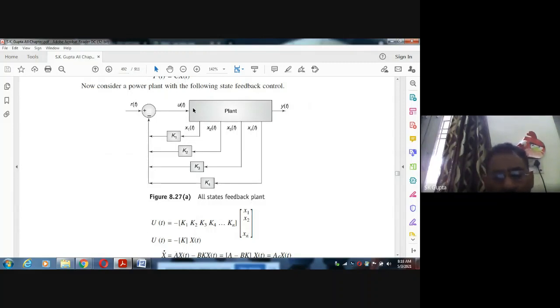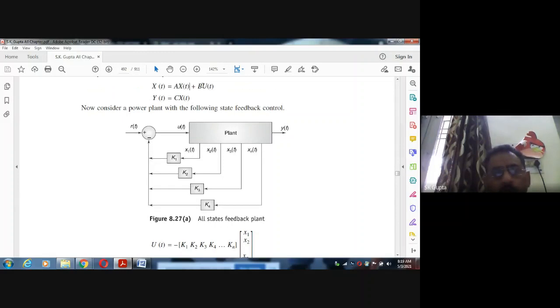Now the input is equal to minus Kx, where K is this row matrix, and these are the system states. If you put u equals minus Kx in this equation, what will be here? U is equal to minus Kx, so it is minus BKx.